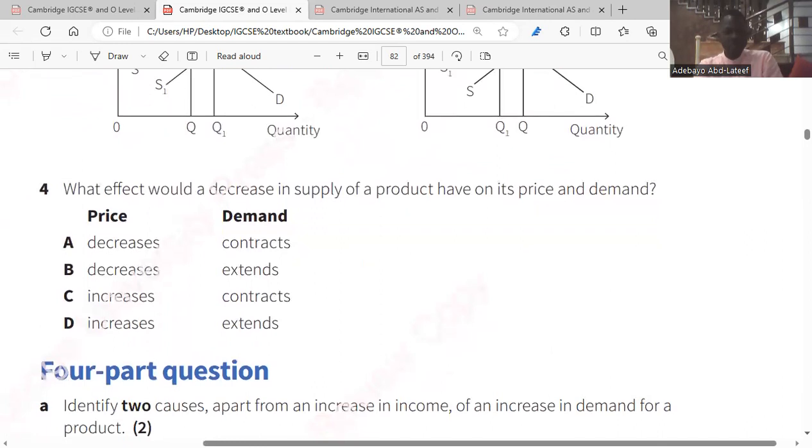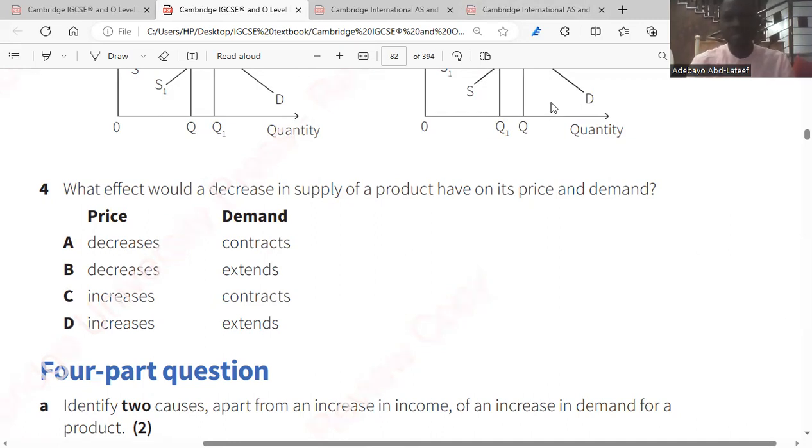Question 4. What effect will a decrease in supply of a product have on its price and demand? A decrease in supply: the price will increase. So it's either C or D. A decrease in supply causes a shortage, so price will rise. So it's C or D. Price will increase, and demand will contract. So it's C. Is it clear?